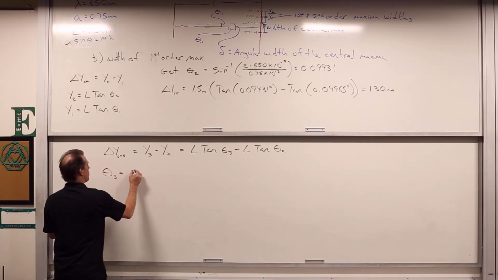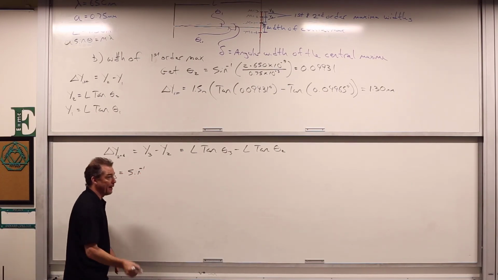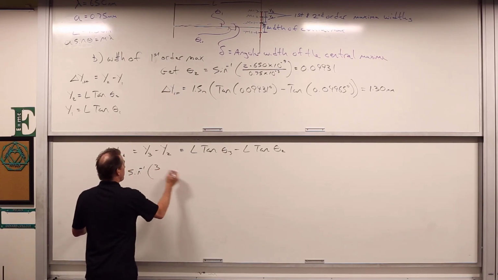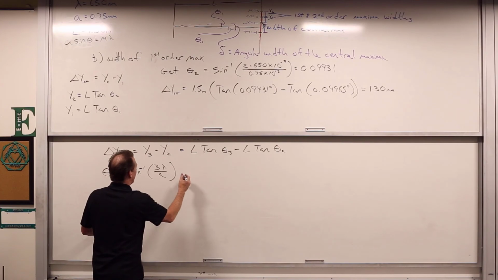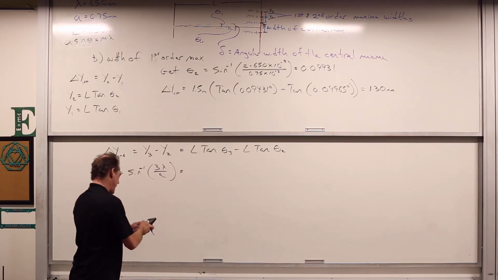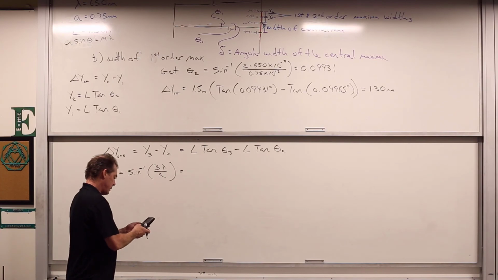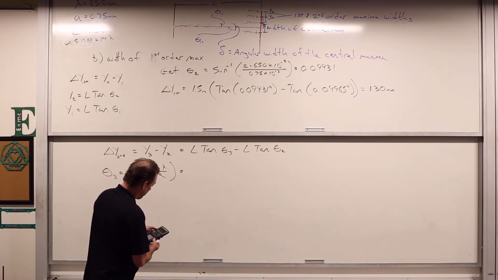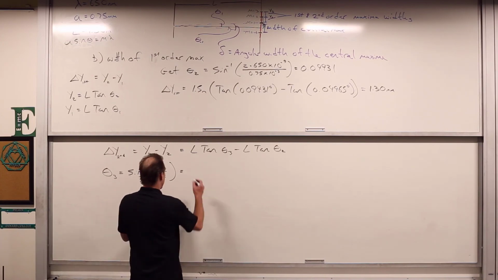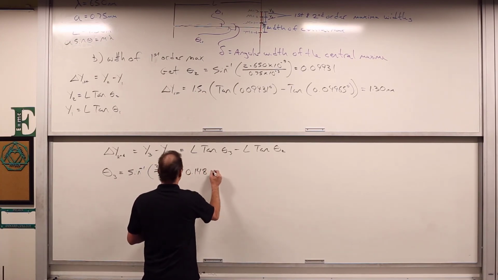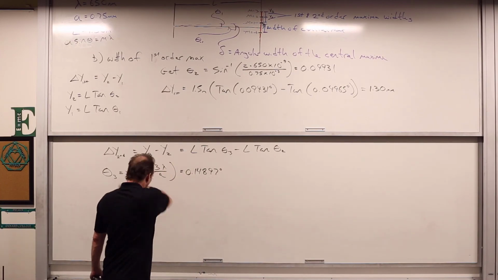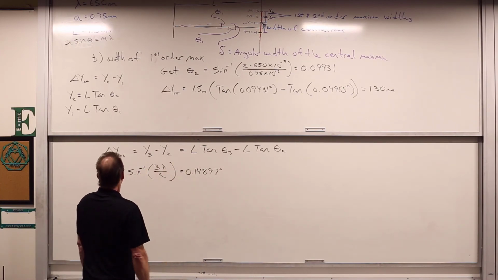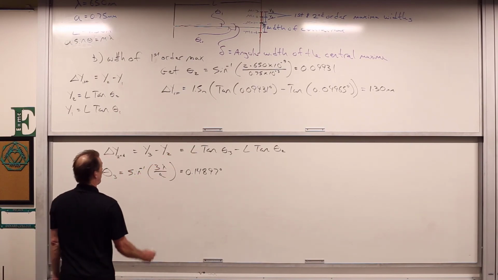Theta 3 is going to be equal to the arc sine of m lambda over a, where m is going to be equal to 3 now. So we've got 3 lambda over a. We know what lambda is. We'll compute this out. We've got the arc sine of 3 times 650, 955.75, negative 3. And I get 0.14897 degrees. Excuse me, I need some water. All right, so there is our theta 3. We know what theta 2 is, 0.09931.